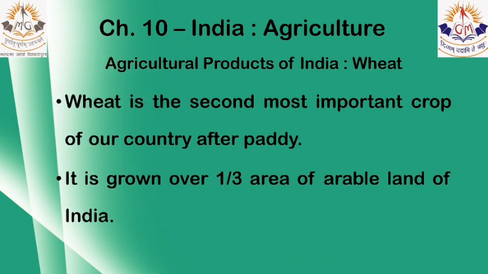The next food grain crop that we are going to learn today is wheat. After rice, wheat is the second most important crop of our country after paddy. Underline, it grows over 1/3 area of arable land of India, more than rice. Rice occupies 1/4 of the total net sown area, whereas wheat occupies 1/3 area of arable land of India. Arable, where agriculture can be done, that's called arable land.